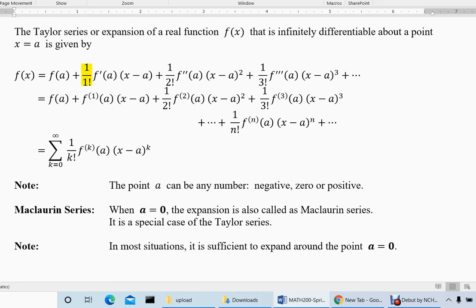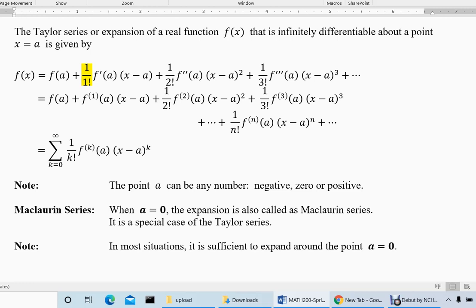And you can write it using the sigma notation, 1 over k factorial, kth derivative at x equal to a into x minus a whole power k, k going from 0 to infinity in this case. Now the number a can be positive, negative or 0. If it is 0, then we give it a name called Maclaurin series.